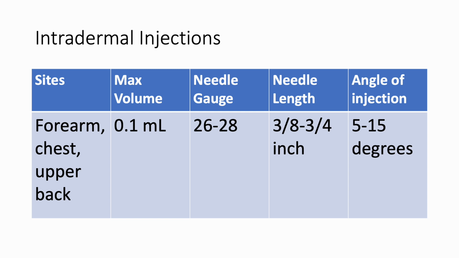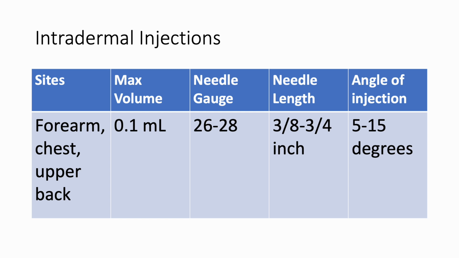Max volume of medication. This site cannot handle a large amount of medication. So 0.1 milliliters is the max amount of medication that is given intradermally. Your needle gauge is going to be a 26 to a 28 gauge needle. And then your needle length is 3/8 of an inch to 3/4 of an inch. So pretty short, tiny. And then when we're doing our injection, we're going to go in at an angle of 5 to 15 degrees.